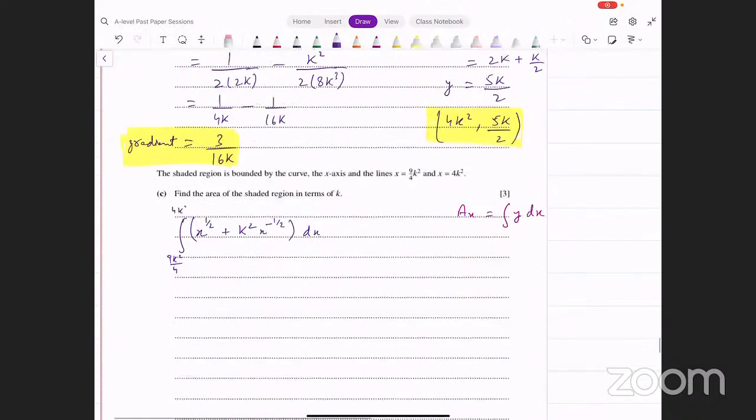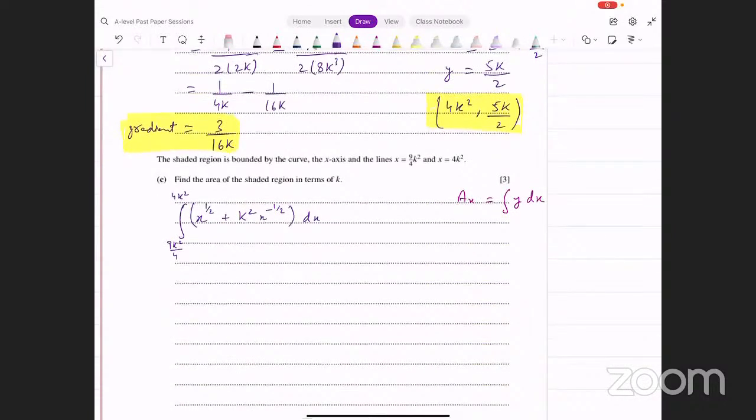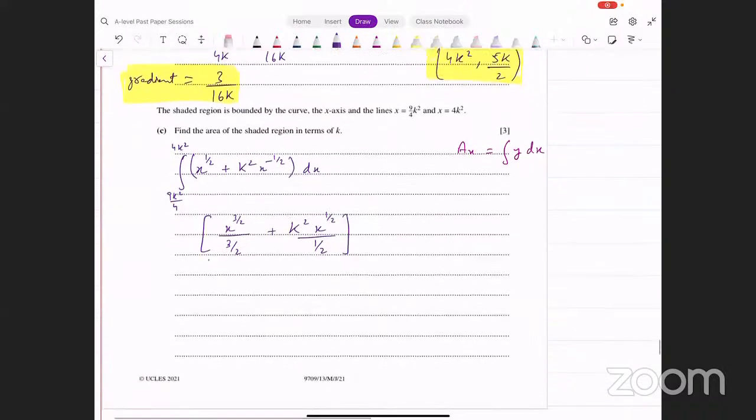ये लिमिट्स इनपुट कर दें और इसको इंटीग्रेट करके वो लिमिट्स इनपुट कर दें. इंटीग्रेट करने के तो क्या आएगा? x raised to power 3/2 divided by 3/2. पावर इंक्रीज कर दी, पावर में 1 ऐड किया और उस इंक्रीज पावर से डिवाइड कर दिया. k square remains as it is. Power increase किया again 1/2 divide by that increased power. This is the integral.